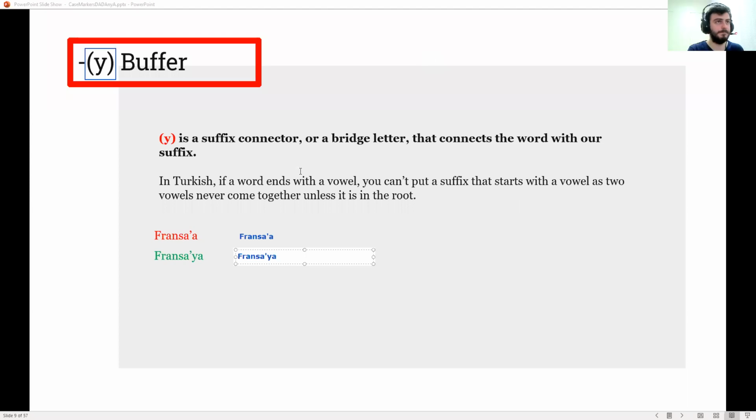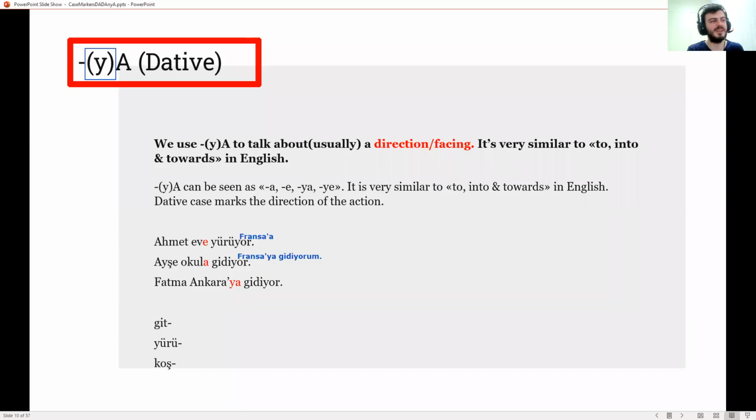Okay. Efendim, if I have to say that I'm going to France. So Fransa'ya. Exactly. Fransa'ya gidiyorum. That's it. Teşekkür ederim. That's the idea. Rica ederim, ne demek? So the buffer works just like that. We don't say Fransa, we say Fransa'ya.